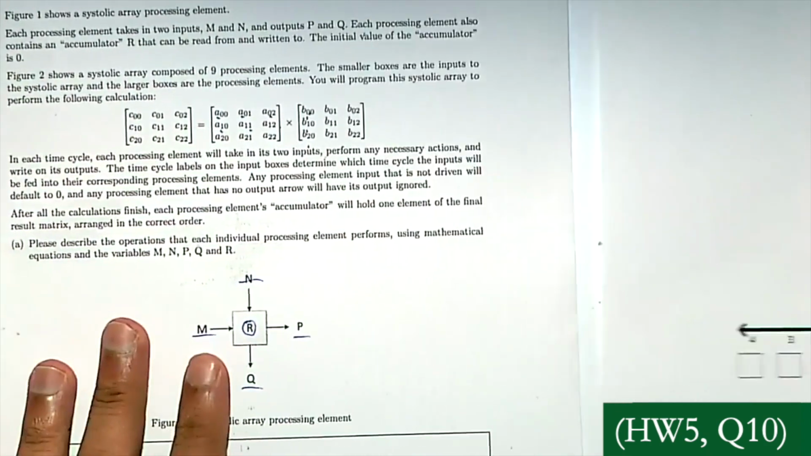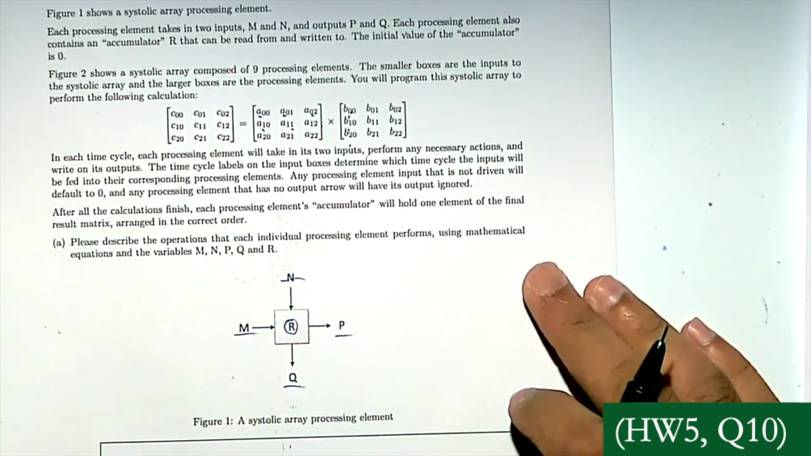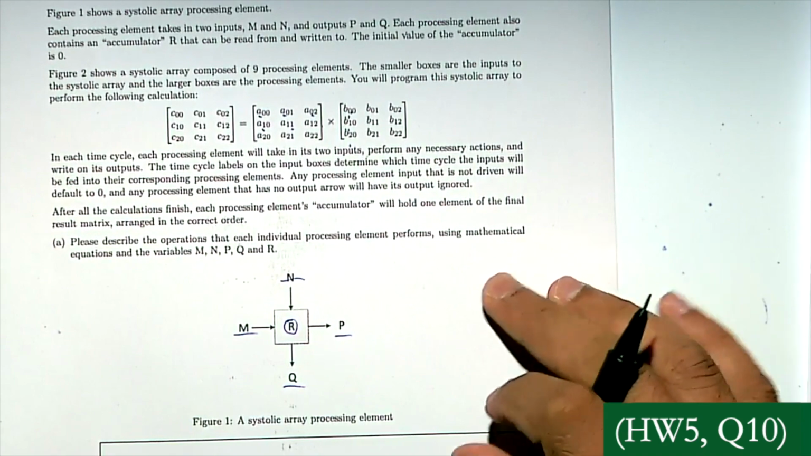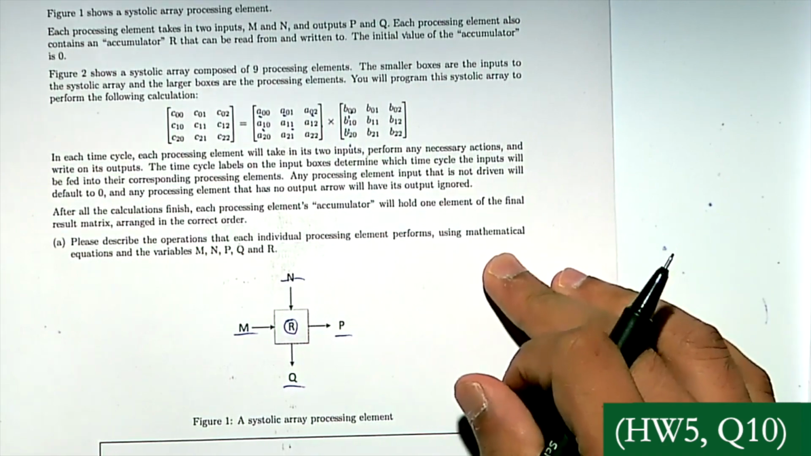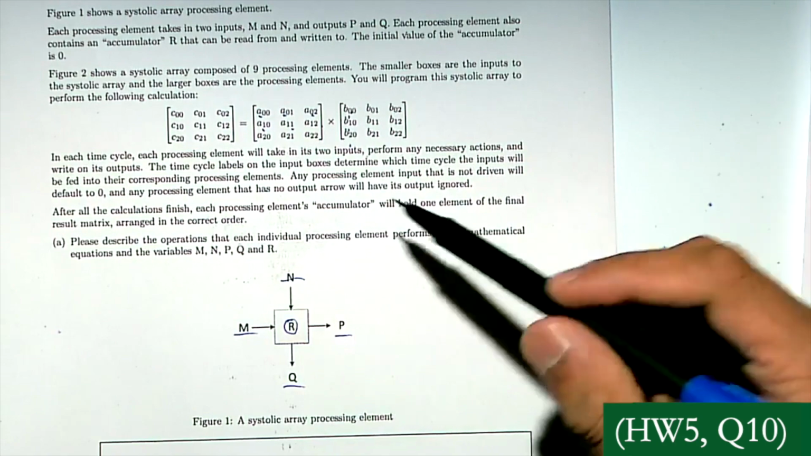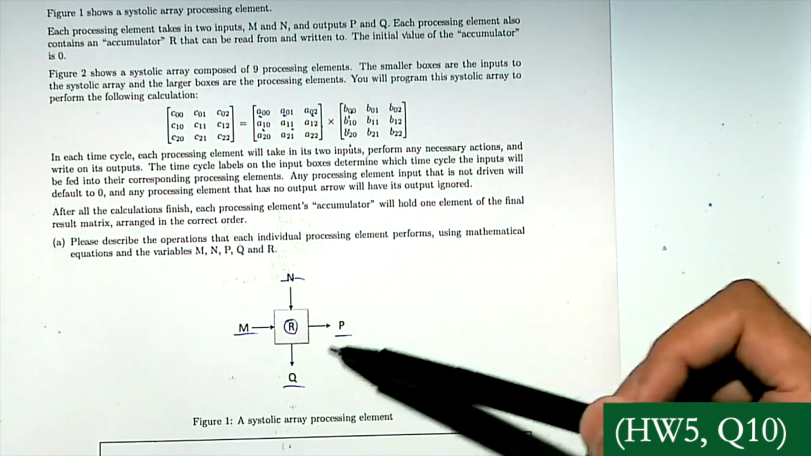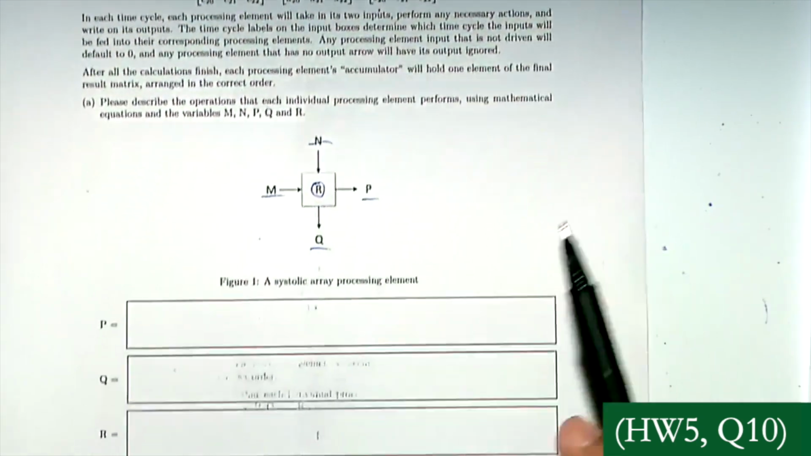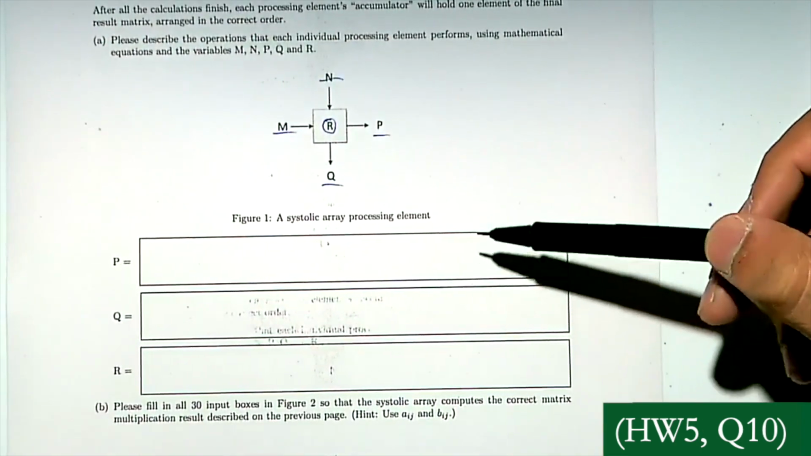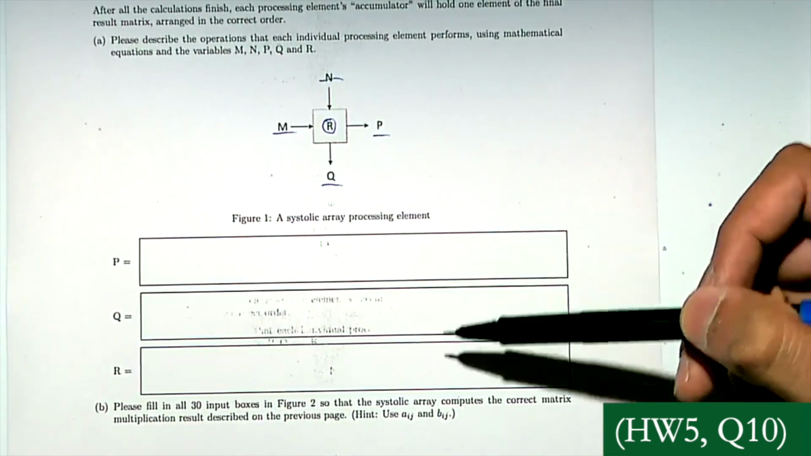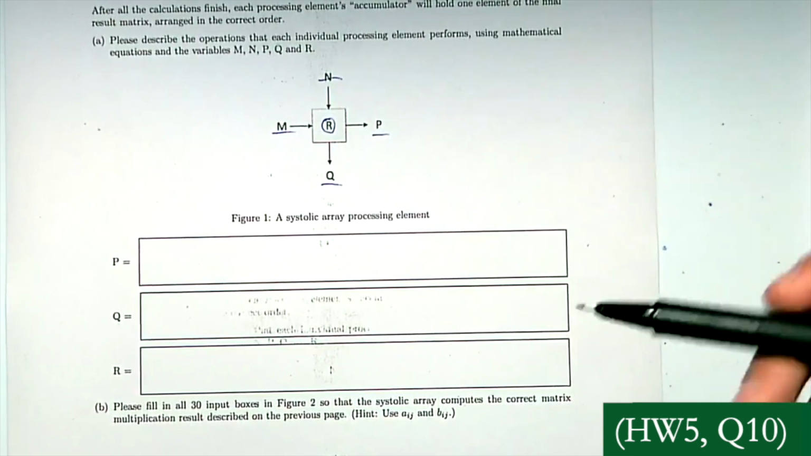Okay, so yeah, we want that output at the end. So the question asks us, please describe the operations that every individual processing element performs using mathematical equations and the variables M, N, P, Q, R, which are the inputs, outputs, and the register here. So they give us empty fields for what should P be, what should Q be, and what should R be as a function of the inputs and R.